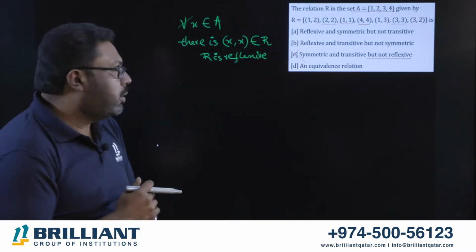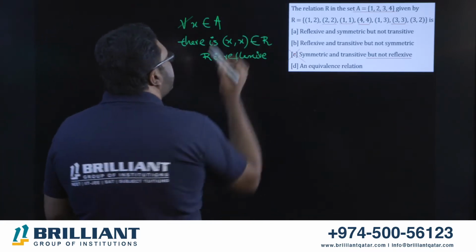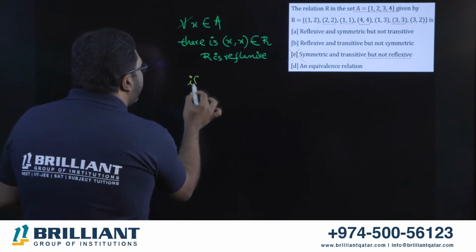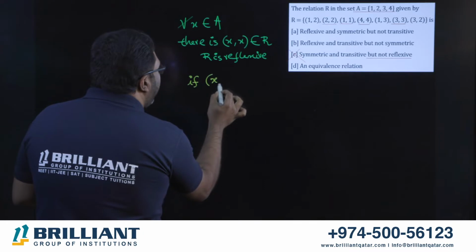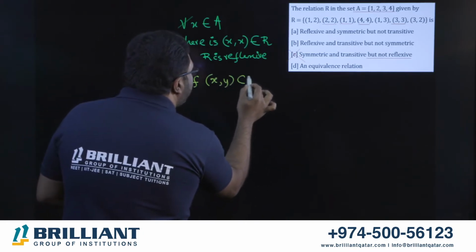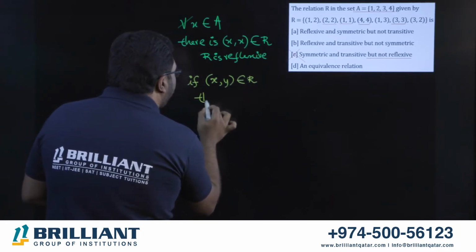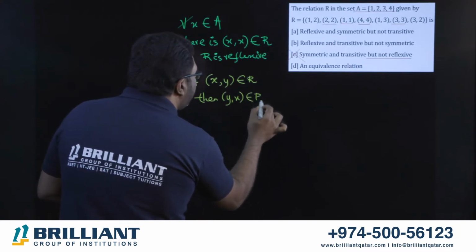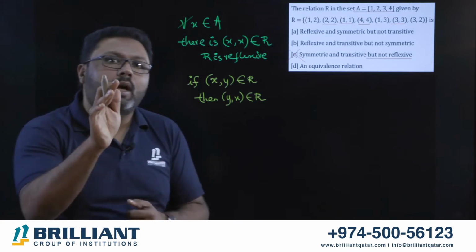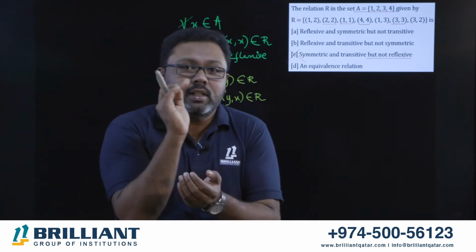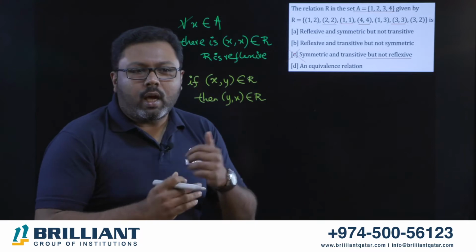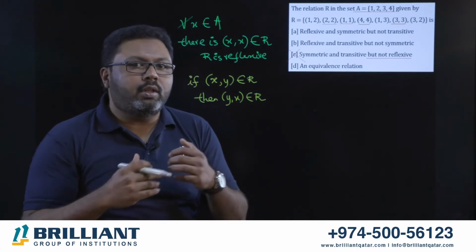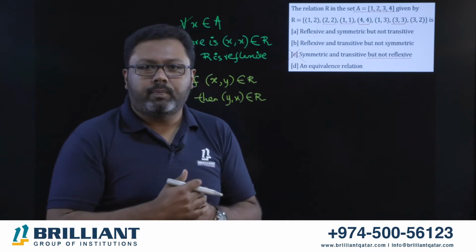Now let's look at symmetric. Let's look at the condition for symmetric. What does the symmetric condition say? If I have an ordered pair (x, y) which belongs to R, then (y, x) also should belong to R. Then only R is going to become symmetric. Just try to understand, when you say R is symmetric, there will be a lot of confusion for many students when you try to think in terms of whether it is symmetric.